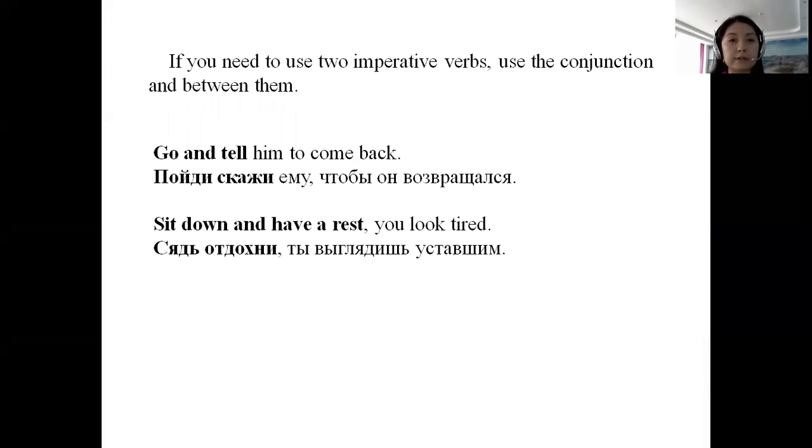Next, if you need to use two imperative verbs, use the conjunction and between them. For example, go and tell him to come back. Пойди, скажи ему, чтобы он возвращался. Next, sit down and have a rest. You look tired. Сядь, отдохни, ты выглядишь уставшим.